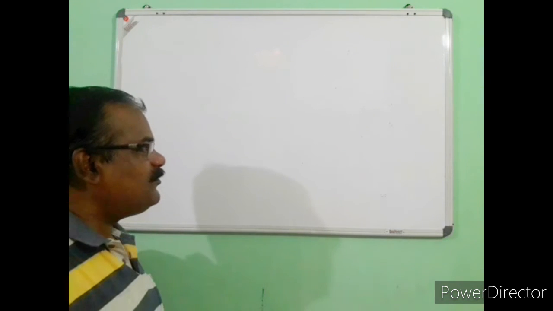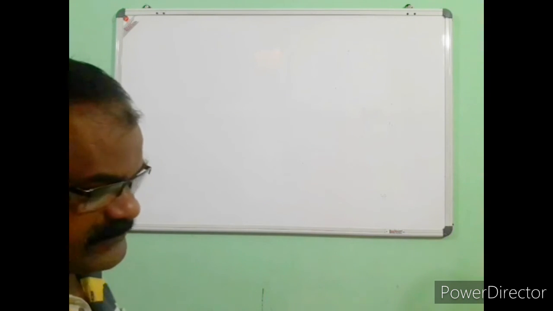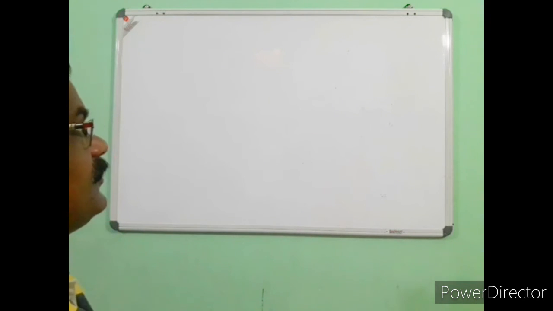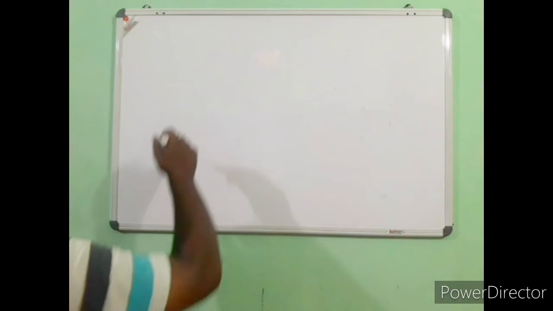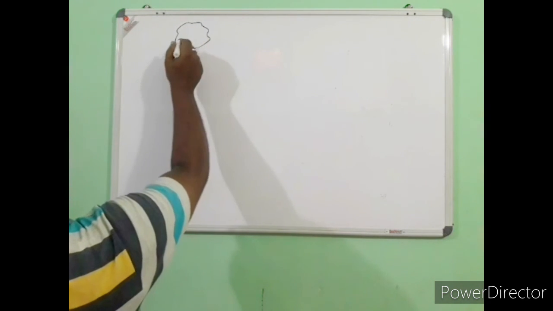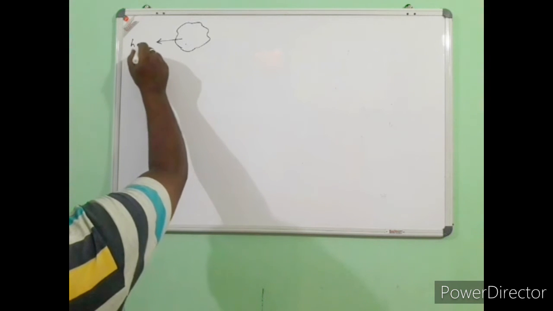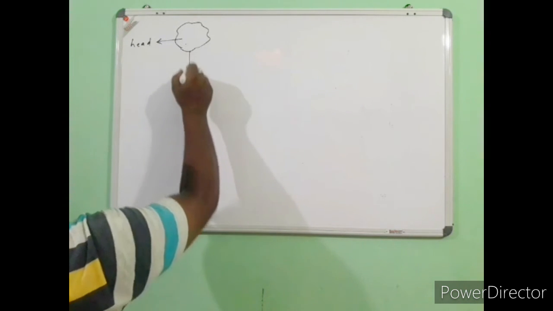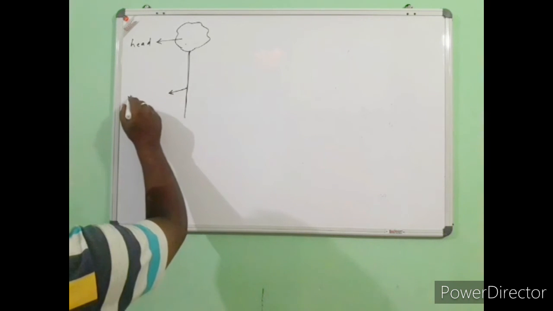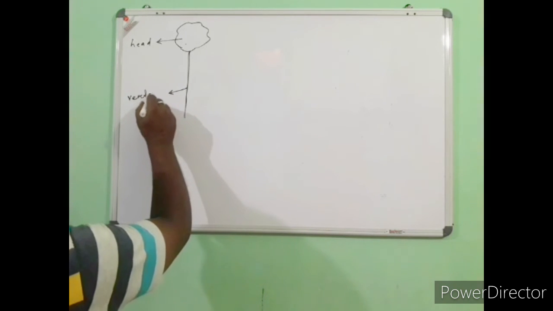Now because of these movable joints, our entire body acts just like a machine under the influence of lever mechanism. Consider that in the human body, this is suppose the brain or your head part, which rests on the vertebral column. Suppose this is your vertebral column.